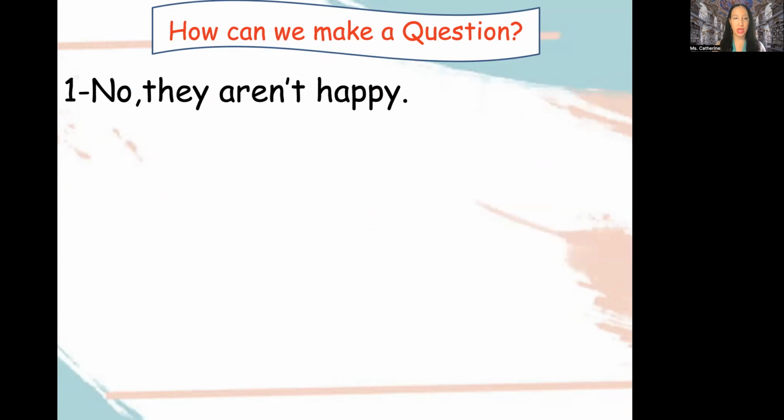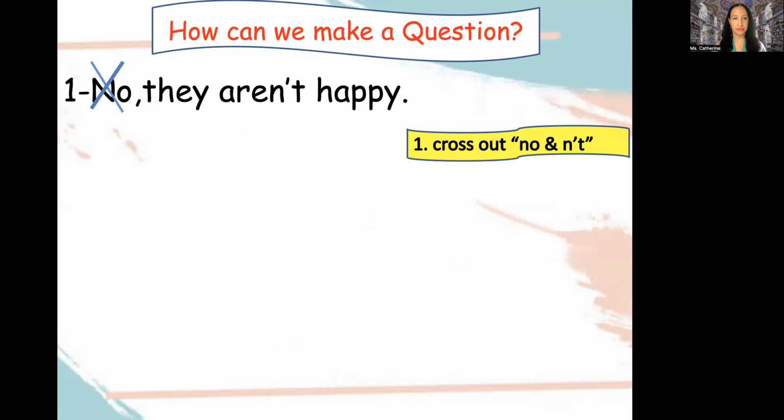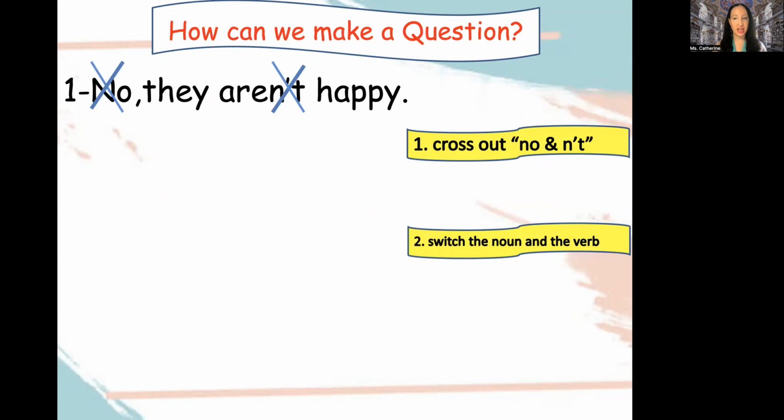How about this one? No, they aren't happy. The short form, aren't, would be are not. We cross out no and the n apostrophe t. Then we switch the noun and the verb. Are they? These are tricky. Remember, we're crossing out the no and the n apostrophe t.